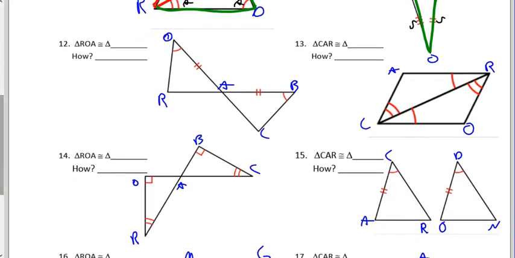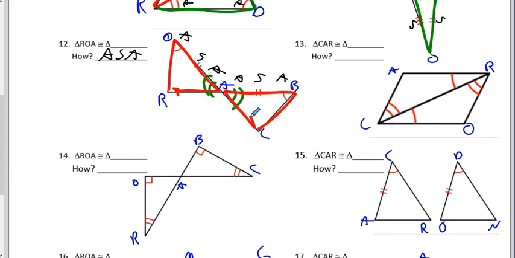Number 12. First thing I want to do is mark vertical angles. Then label A, S, A. Wonder what rule that is. A, S, A. It kind of screams at you. Now order. R, O, A. I'm starting here. I'm going to angle 1, angle 2, and back. So where am I going to start? I'm starting at the no name angle. So that's C. I went 1, 2, and back. So that's going to be C, B, A.